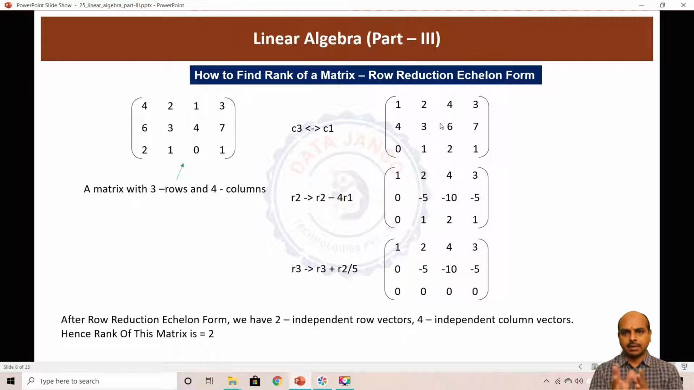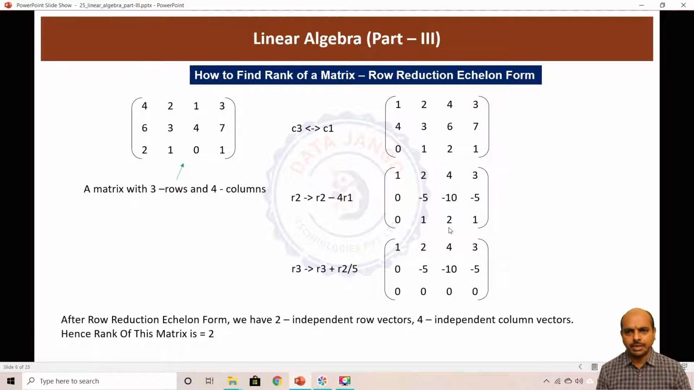What are we trying to do here? I forgot to explain. We are trying to find the maximum number of independent row vectors and column vectors. The rank of this matrix is definitely less than or equal to 3, because rows are less. If you find the independent vectors, it may reduce. It may be equal to 3 or less than 3 independent row vectors. Okay, so I shuffled C3 and C1 so that I get 0 here, and then what I did is R2 equals R2 minus 4R1. I am trying to eliminate the values, or make some of the values 0.